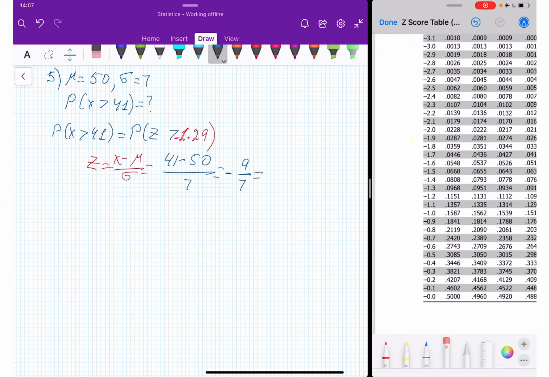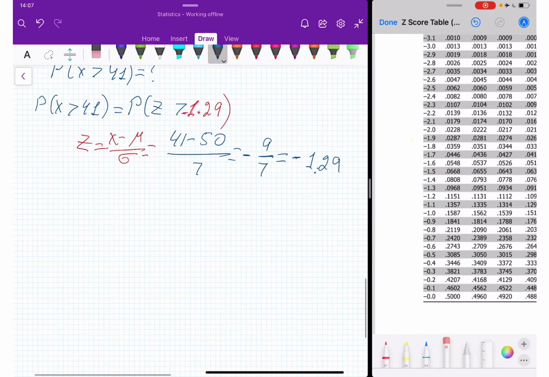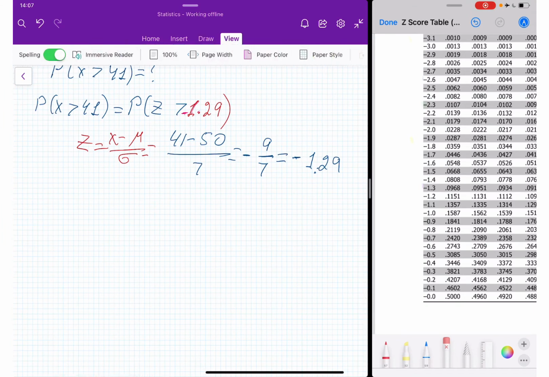So it's equal, let's see, 9 divided by 7, 1.29, negative 1.29. Okay.